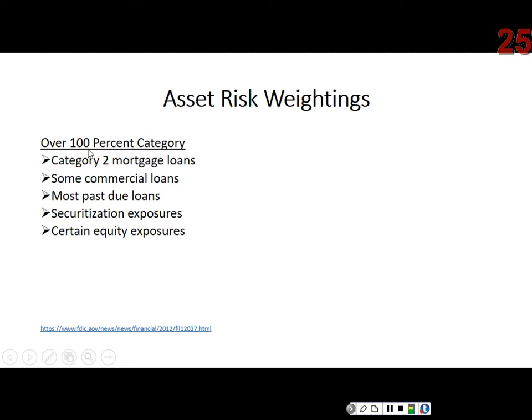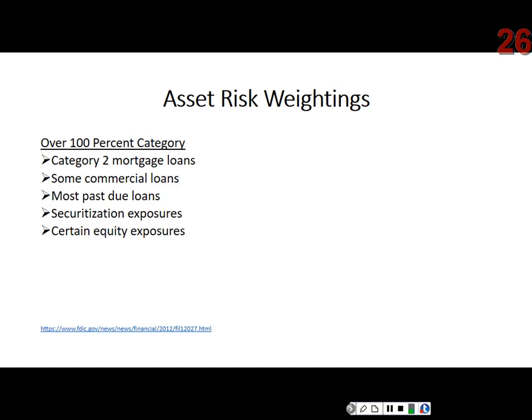So these are going to be things like Category 2 mortgage loans, some commercial loans. If you've got a past due loan, that's a risky asset. So you have to hold more capital against that than you would other types of loans. And then any kind of securitization exposures or equity exposures. Again, I don't want you to get too caught up in memorizing the risk weightings, okay? But I want you to understand that when we talk about risk-weighted capital, which you'll actually be calculating, I believe, it's referring to how risky the bank is.